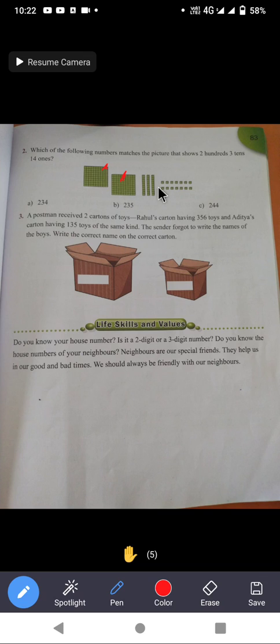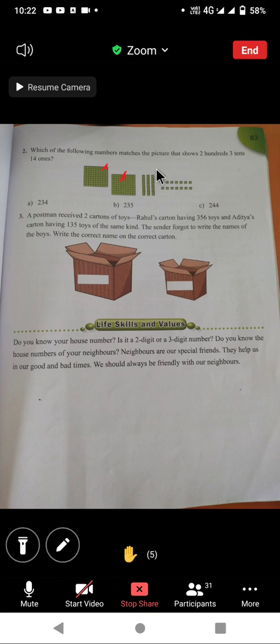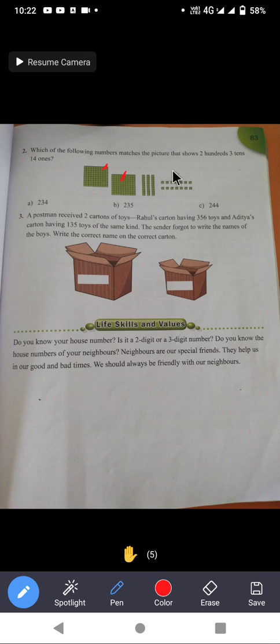Now come to the 10th place. How many 10s are there? 1, 2, 3. 3 tens, but here we have 14 ones. Students, here we have 14 ones. So what we will do is regroup it. Take out 10 from this: 1, 2, 3, 4, 5, 6, 7, 8, 9, 10. So what will come here? This 10 will make 110.